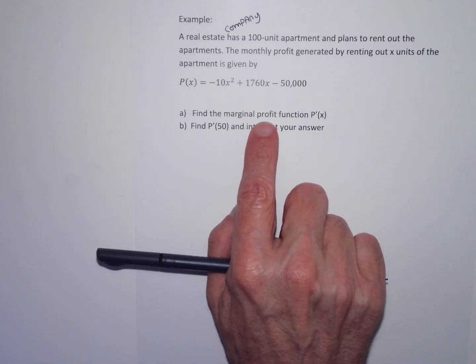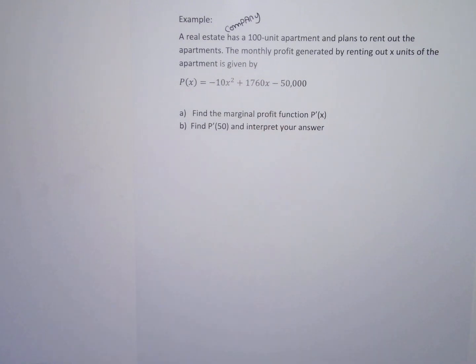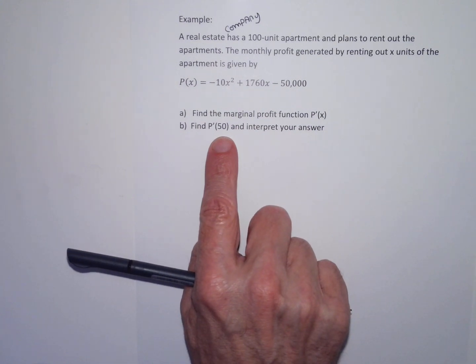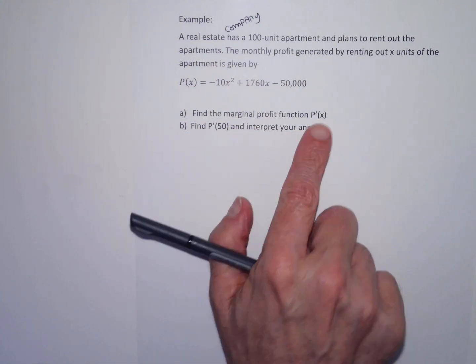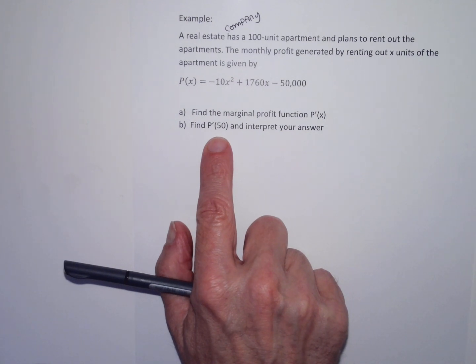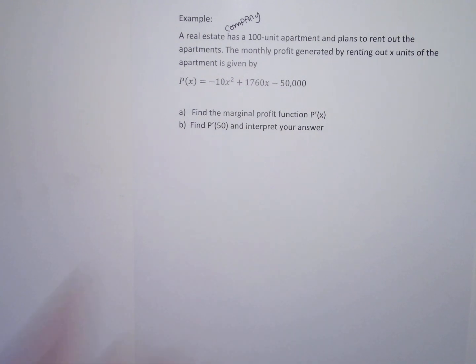The marginal profit function will tell me how much additional profit I'll get by renting out the next unit. And if I evaluate the marginal profit function, which is the derivative of the profit function, at 50 units rented, it will tell me how much extra profit I'm going to generate by renting out the 51st unit. This is ugly. So let me find the marginal profit function.